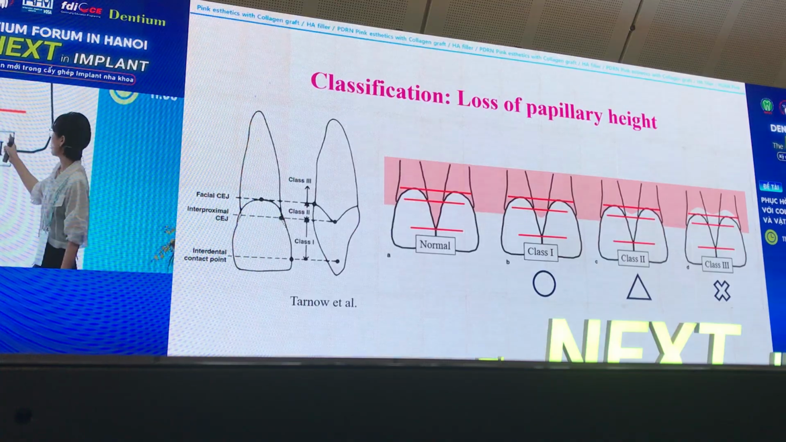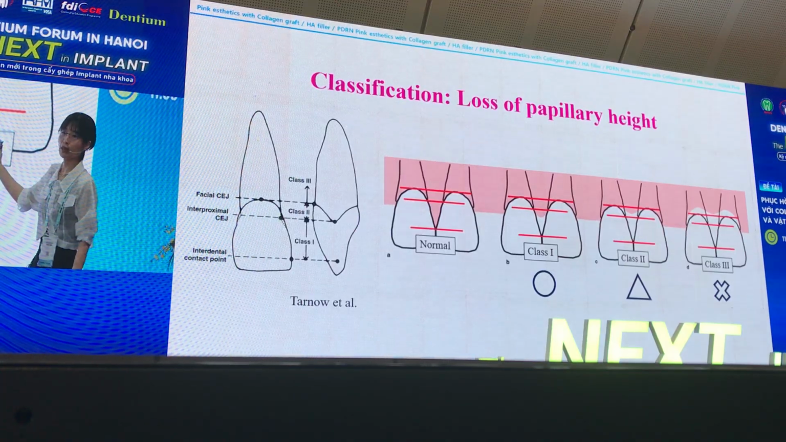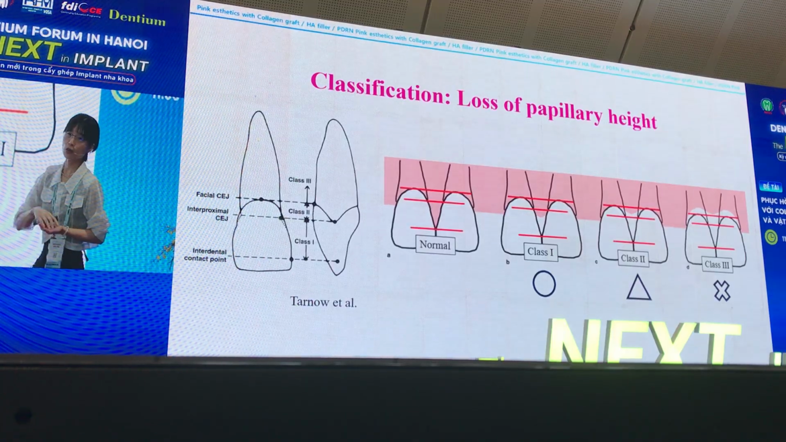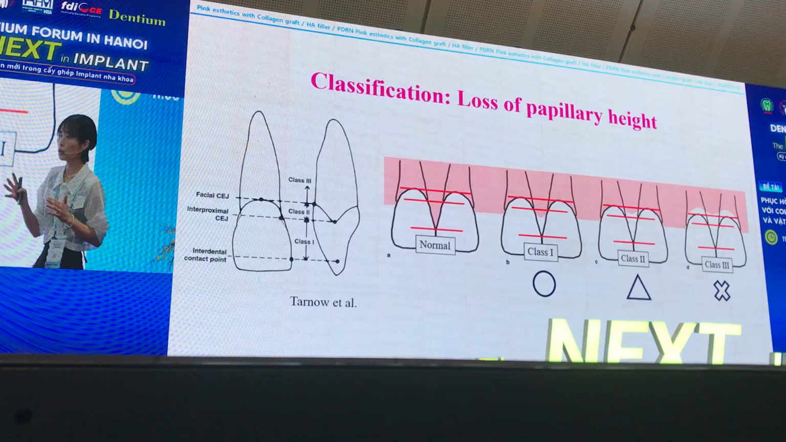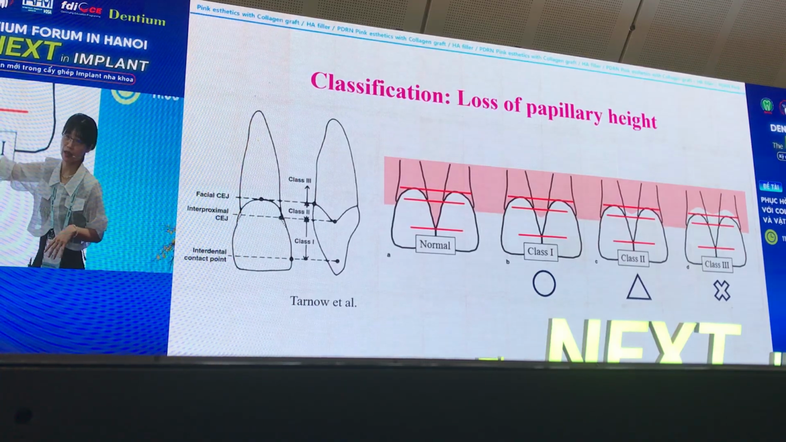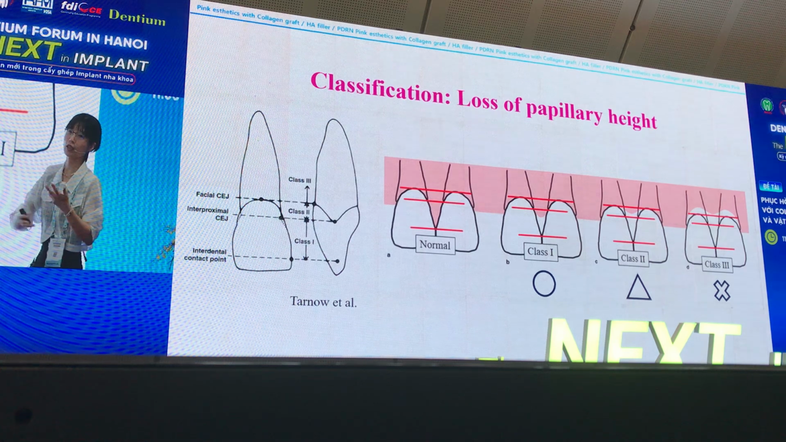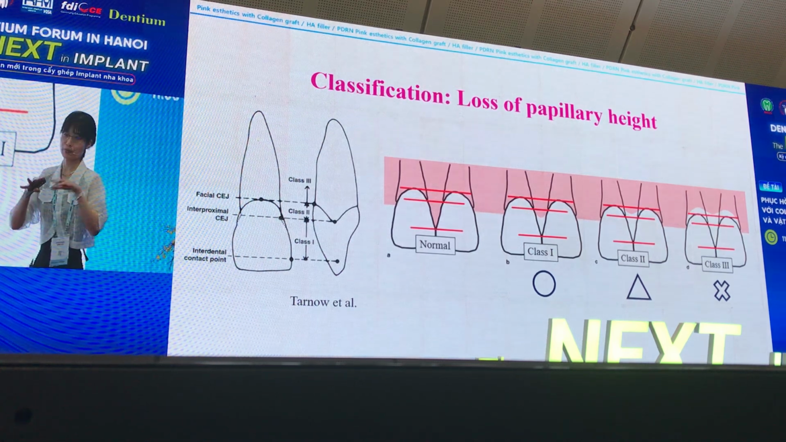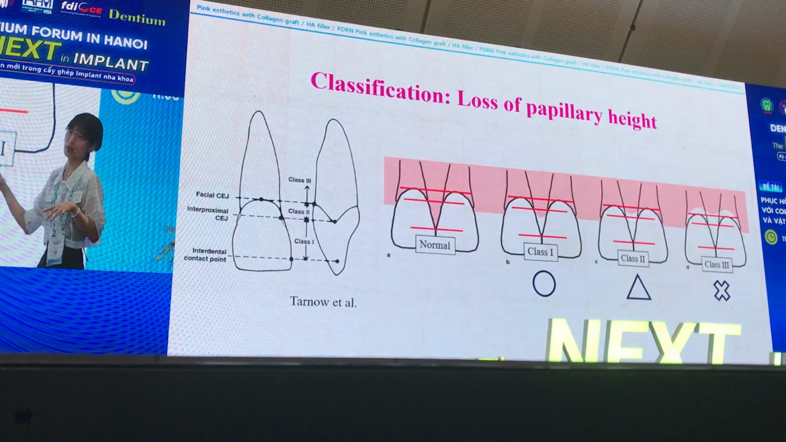But in the case of class 2, we cannot. We can only do a partial filling. So we plan to make class 2 into class 1 and then finish with resin or laminate, right? That is half and half, half white and half pink.